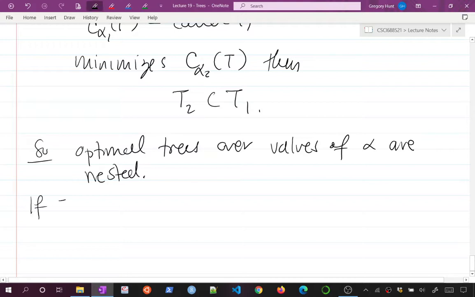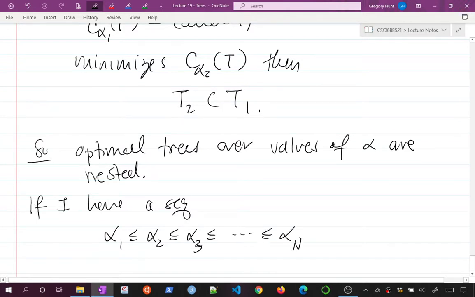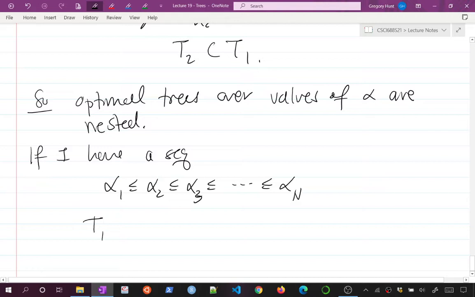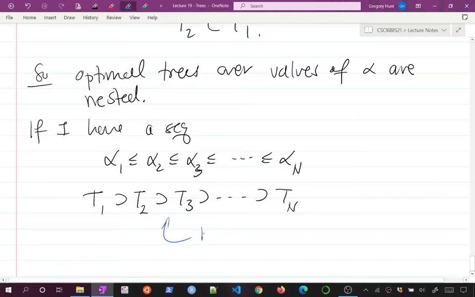So if I have a sequence of alphas, alpha 1 less than alpha 2 less than alpha 3, let's say up to alpha n, I know that the optimal tree T1 for alpha 1, the tree that optimizes my cost complexity, will be larger than T2, which is larger than T3, which is larger than Tn. So we basically get a nested sequence of optimal trees over values of alpha.